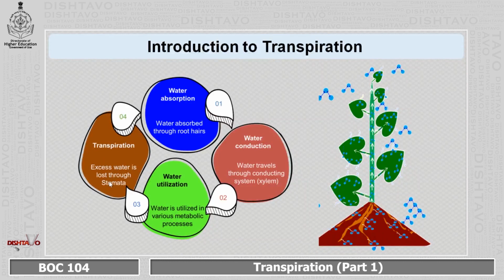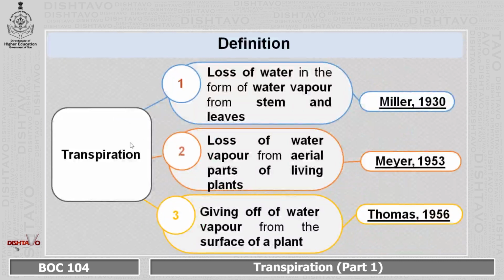Coming to the definition, there are various definitions available. Among them, these three definitions given by three different authors overlap and are similar to each other. For example, according to Miller 1930, transpiration is a loss of water in the form of water vapor from stem and leaves. According to Mayer 1953, it is a loss of water vapor from aerial parts of living plants. Whereas according to Thomas 1956, it is the giving off of water vapor from the surface of the plant.